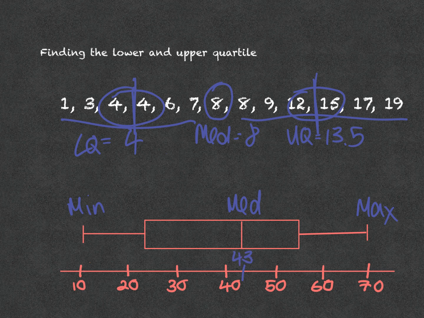Now where we find our lower and upper quartile on this is that here's our lower quartile here. So we just read it down the bottom there on the scale, and that's about 23. So that's our lower quartile. And then our upper quartile is this one here, and that's about 55. So that's how you find the lower and upper quartiles.